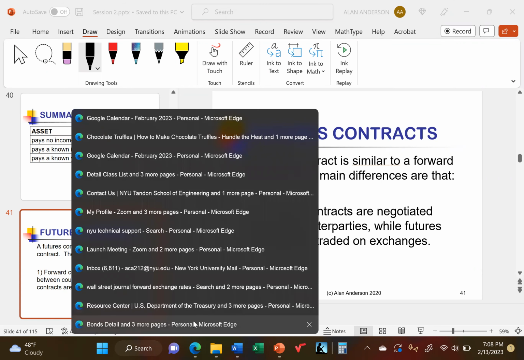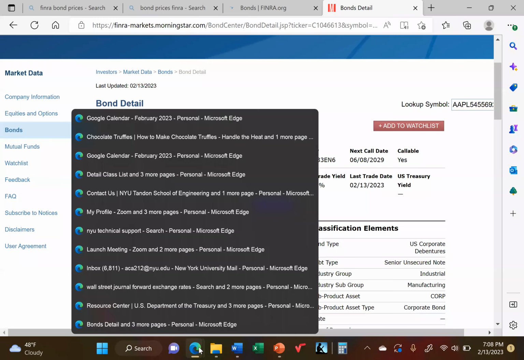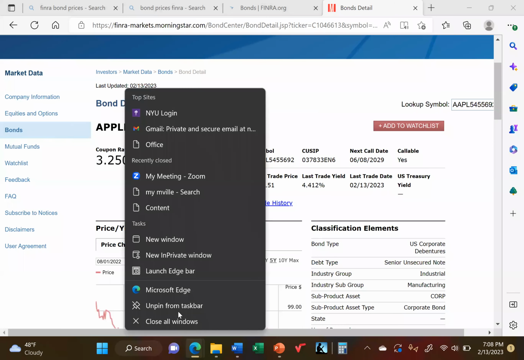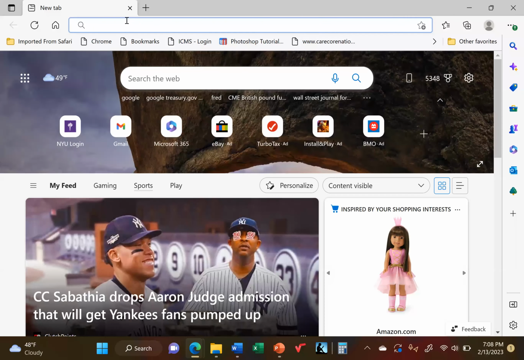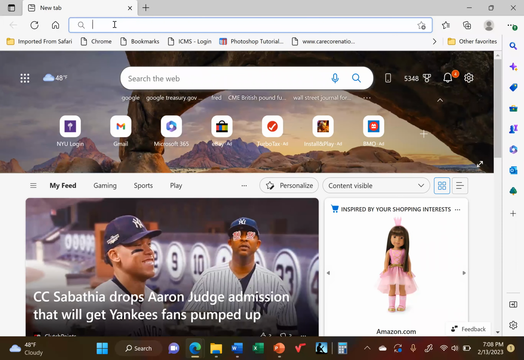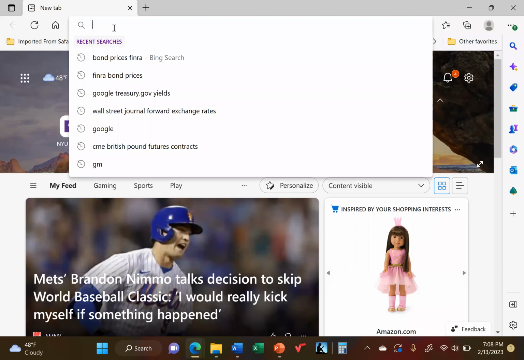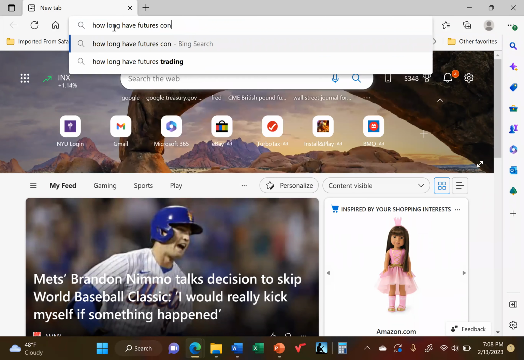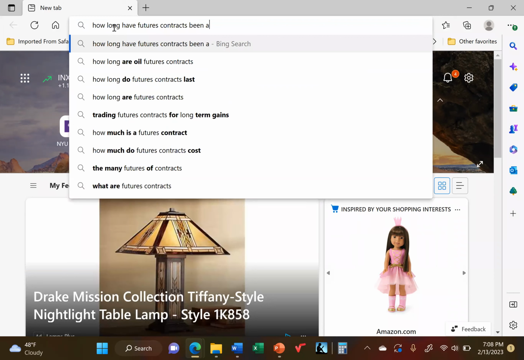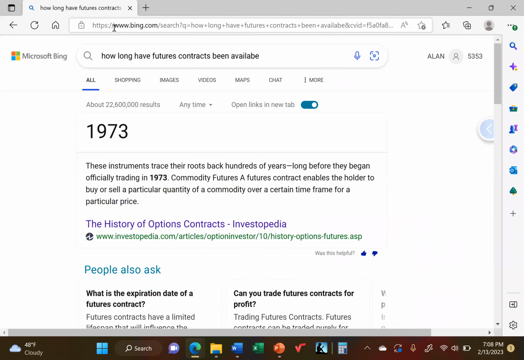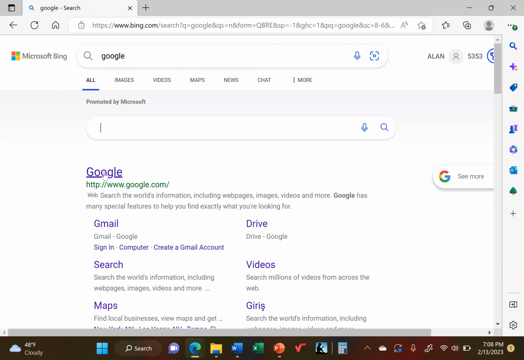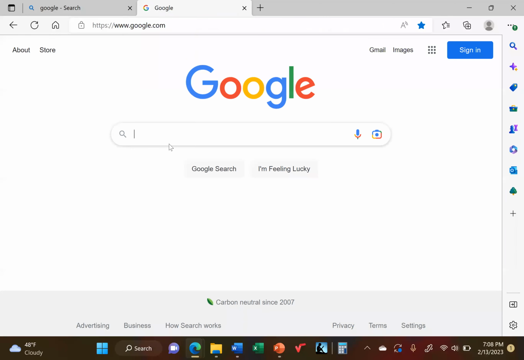Let me just see if we can find some details about this. Just out of curiosity, how long have futures contracts been available? Whoops. Oh, those are options. Why? You see, this is what I mean about Bing. It is so terrible. I did not ask it for options, and that's what it gave me. So we'll go to Google, a real search engine.